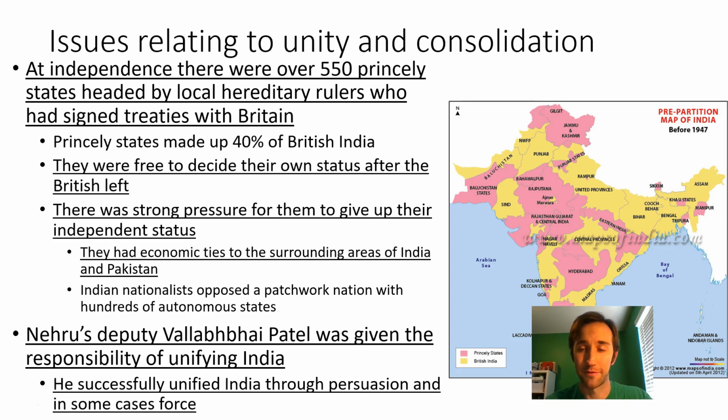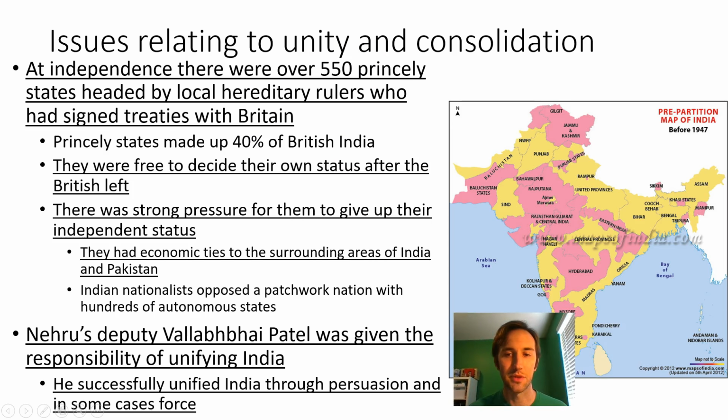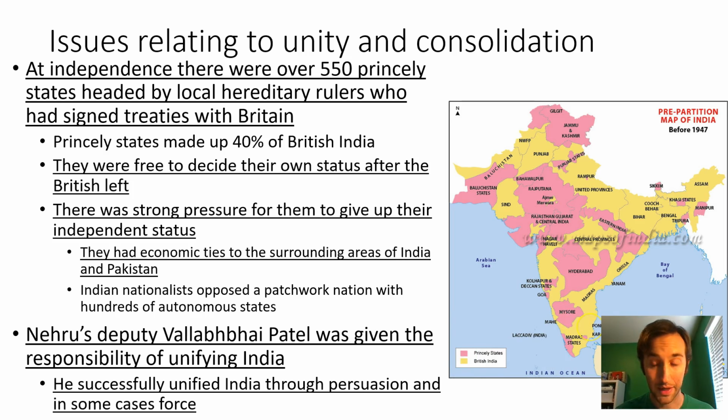At independence, there were about 550 princely states headed by local hereditary rulers, i.e. princes, who had signed treaties specifically with Britain. And so this map shows the yellow areas were actually controlled directly by the British government, whereas in the areas in pink, there were treaties signed, and so the local prince ruled over the area, but was kind of an ally and worked directly with the British government, kind of a part of the empire almost. And so these made up 40% of British India.